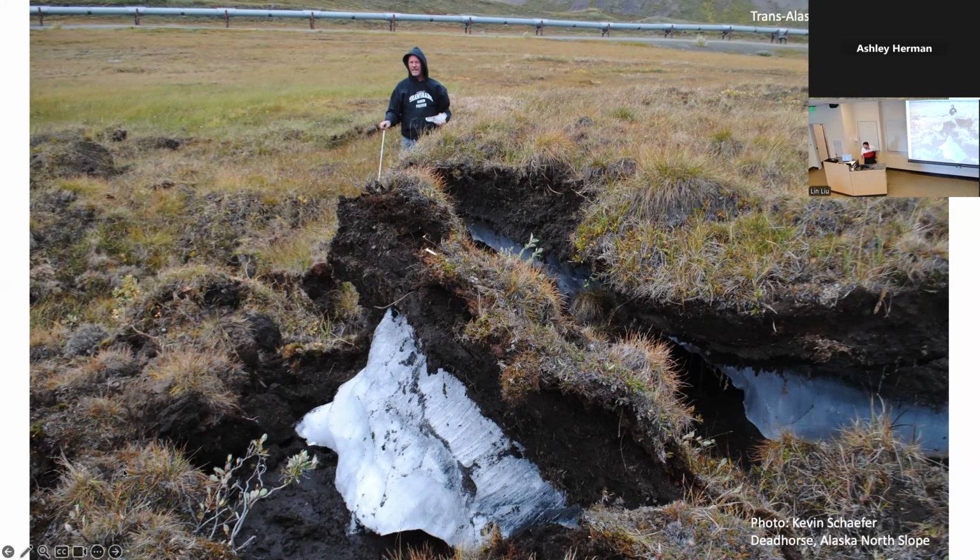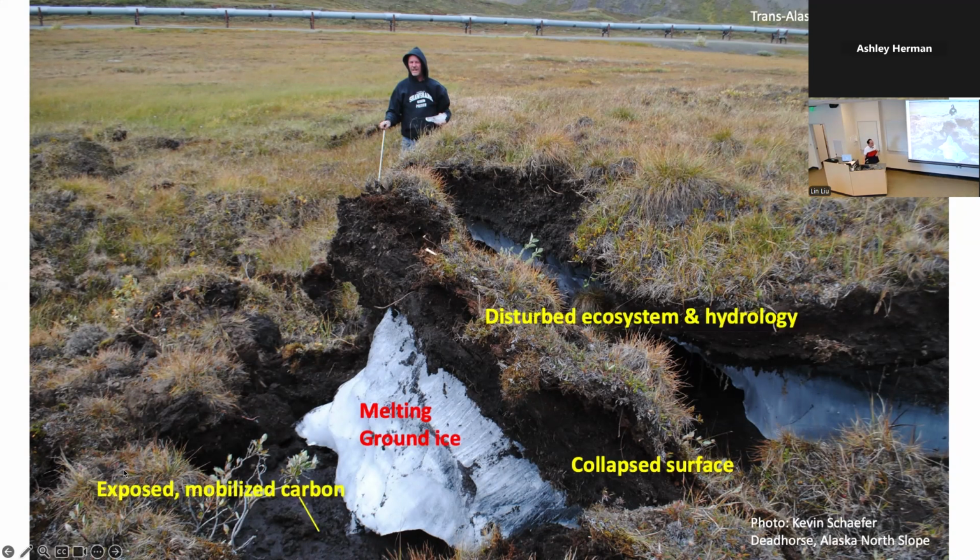As frozen ground is thawing, ground ice would melt. In this case, surface collapse disturbs the ecosystem and hydrology, and exposes and mobilizes carbon. There's actually a lot of carbon frozen in permafrost, which now becomes mobilized. And in this case, the surface becomes rougher. That would enhance the exchange between soil and the air. In particular, CO2 and methane can come out from the thawing permafrost.